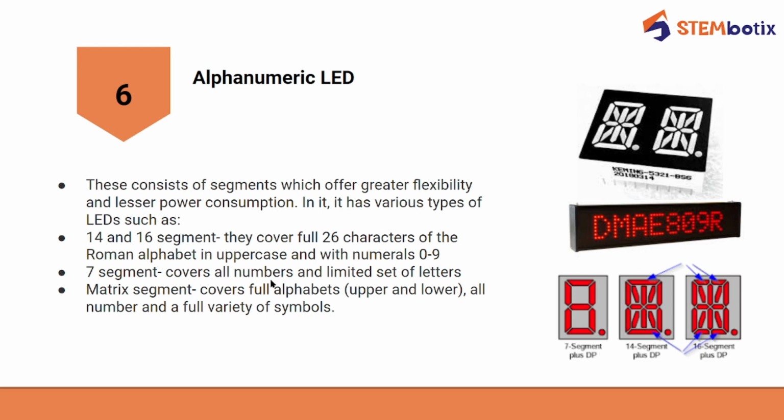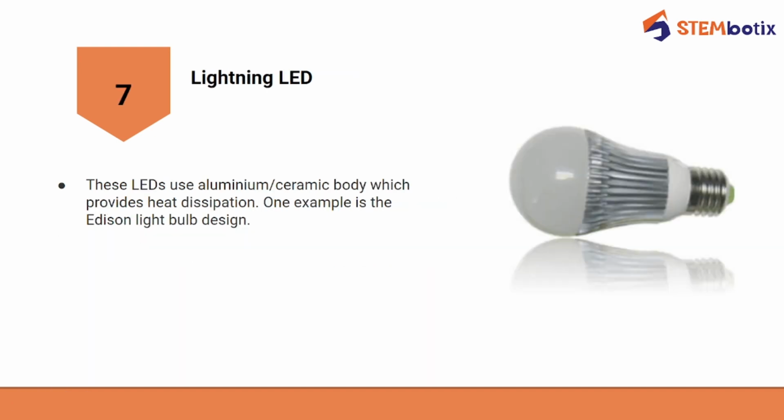But it covers all the numbers from 0 to 9. Besides the 14, 16 and 7 segment, there is also a matrix display available which covers the full alphabet, in uppercase and lowercase, all numbers and a full variety of symbols. Means it will give you upper and lowercase alphabets, numbers, and different symbols also. So this was alphanumeric LEDs.